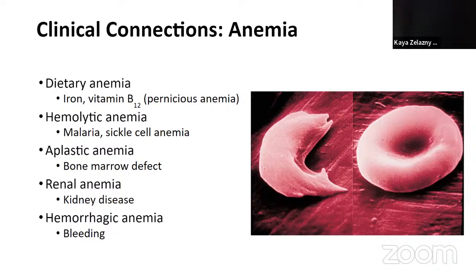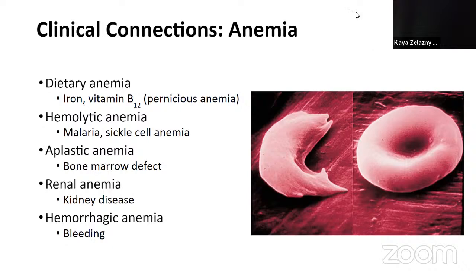So the most common type that we talk about is dietary anemia. So it's when you're just not taking in enough iron. So we can keep some of the iron from our old red blood cells, but we do need to be replenishing our iron stores regardless. It's not a perfectly efficient process. So if you have dietary anemia, you're not getting enough iron usually.